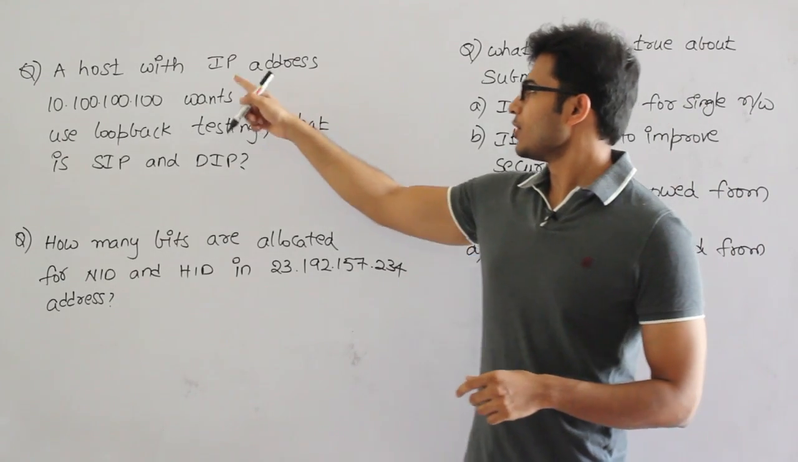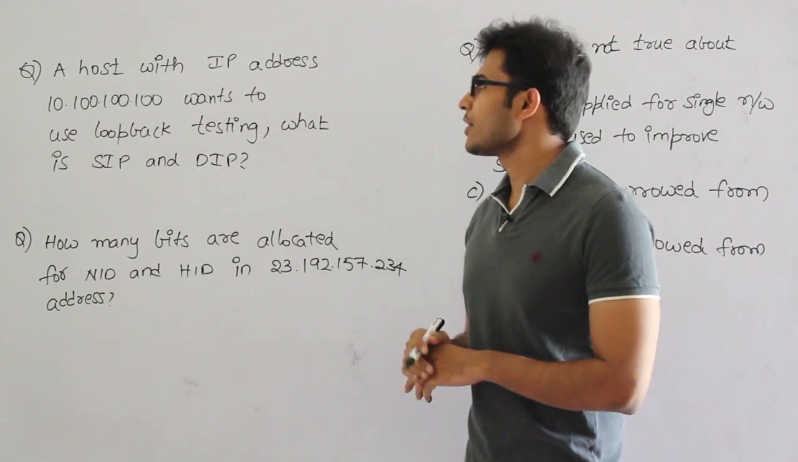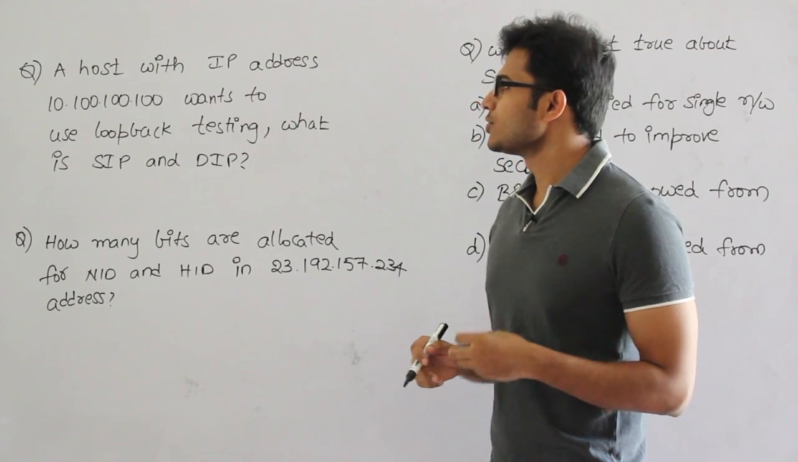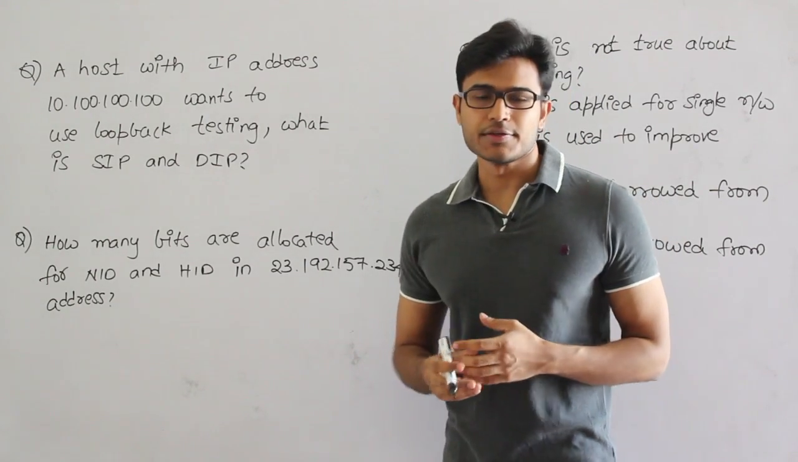Now look at this question. A host with IP address 10.100.100.100 wants to use loopback testing. What is the source IP and destination IP?